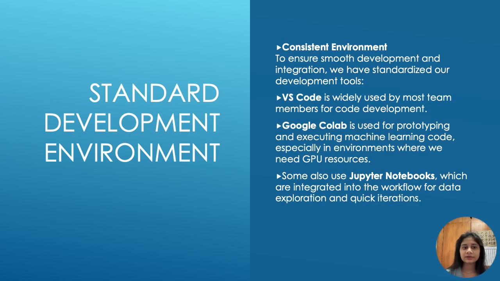Next up, we have the standard development environment. To maintain consistency across the team, we have to standardize our development environment. Most of us are using VS Code for coding, which helps us avoid compatibility issues. For machine learning tasks that require more computation power, I personally use Google Colab, where I can run experiments using its GPU resources. Additionally, some team members use Jupyter notebooks for data exploration and quick iterations, which easily integrates into our workflow. This standardization minimizes errors caused by differing setups and ensures everyone can work together without technical hurdles.